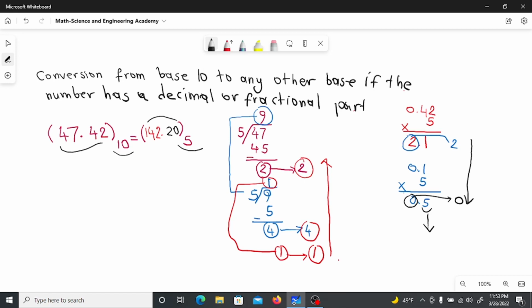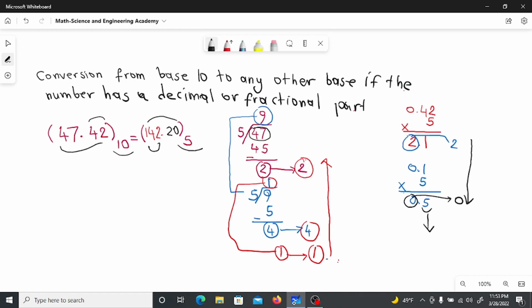Suppose there is no fractional part, we know how to do it. We take the 47 and divide by 5: 9 times 5 is 45, remainder is 2. Your new number is 9. We divide by 5 again, and the remainder is 4. Your new number becomes 1, and if you write from bottom to top, we will get 1, 2, 1, 4, 2. This will be the whole part.